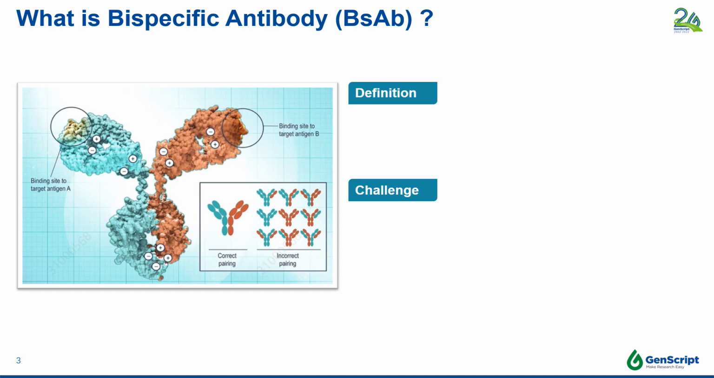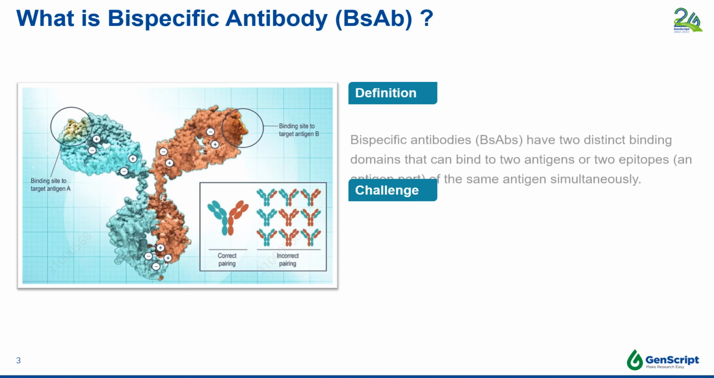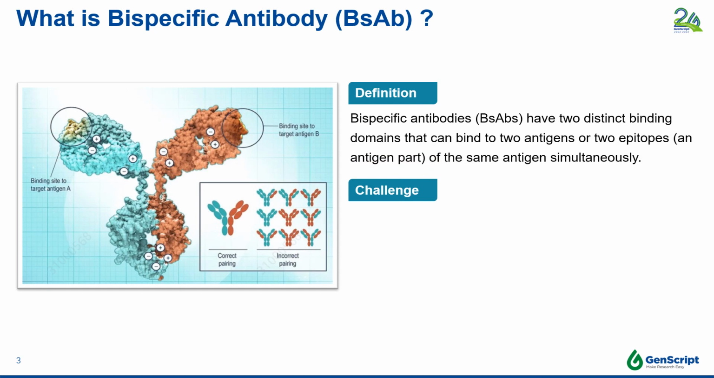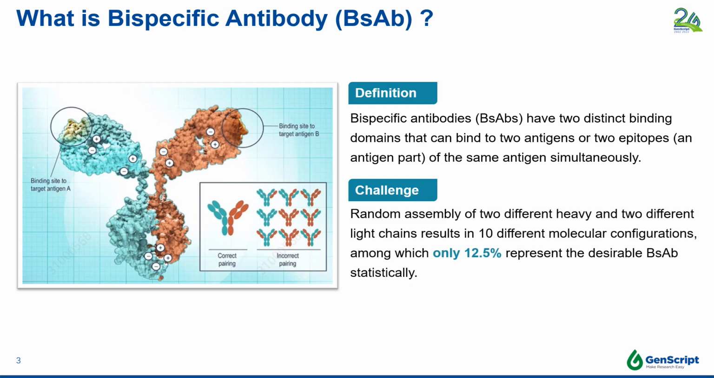First of all, what are bispecific antibodies? Bispecific antibodies, or BsAbs for short, have two distinct binding domains that can bind to two antigens or two epitopes of the same antigen simultaneously. However, random assembly of two different heavy chains and two different light chains results in 10 different molecular configurations, among which only 12.5% represent the desired BsAb statistically.